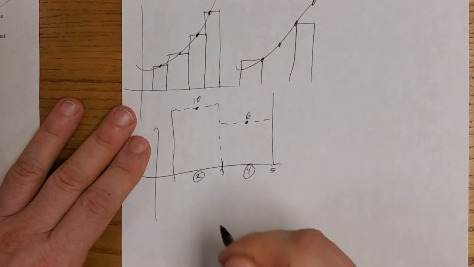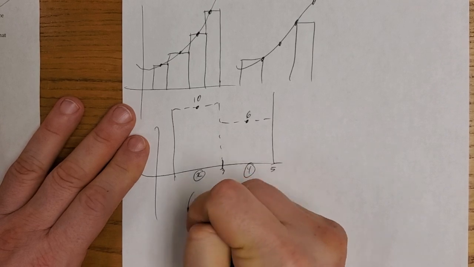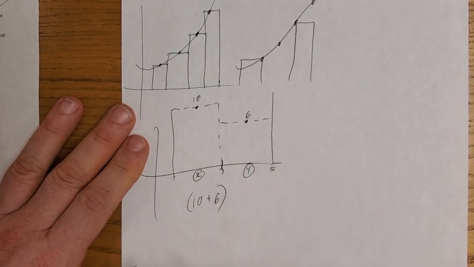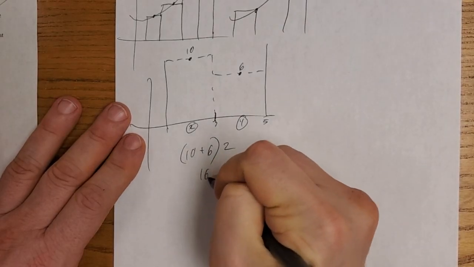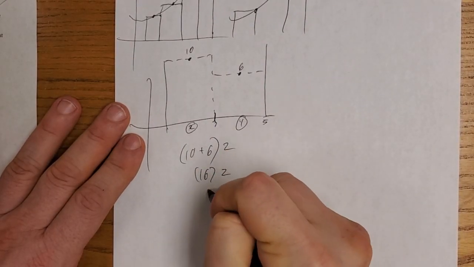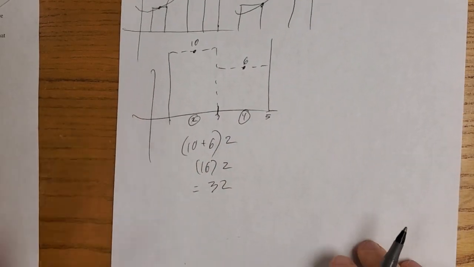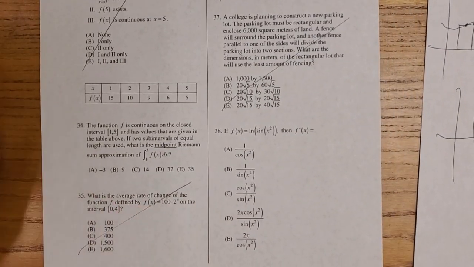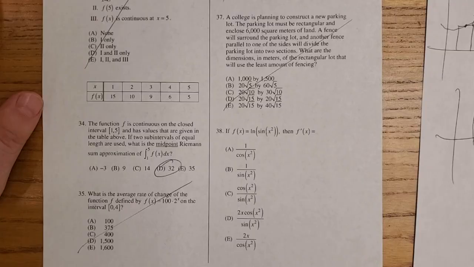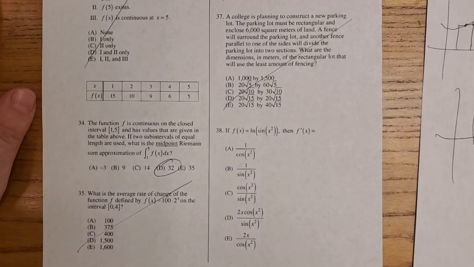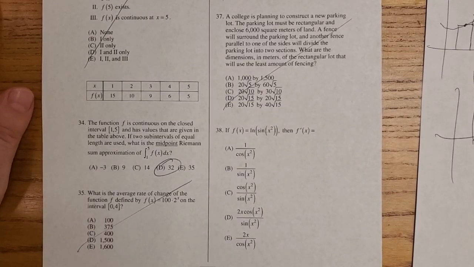We're going to add the heights together: 10 plus 6, times the width, which again we said is 2. So 16 times 2 equals 32. And would you know it, there's a 32 right there. That is going to be our answer, selection D.